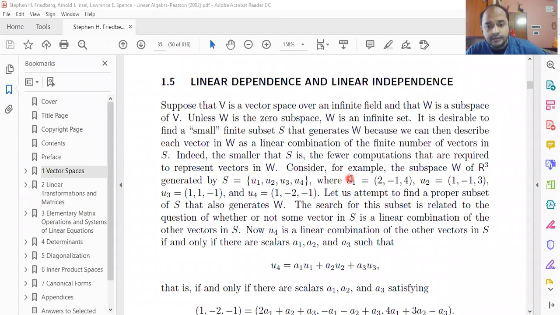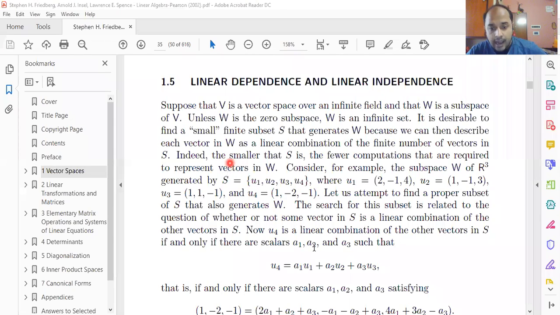So for example, they have considered the vector space R3, and you know the points of R3 are all triplets. From there they have selected 4 points: (2, 1, 2), (-1, 4, 1), (-1, 3, 1), (1, -1, 1), and (1, -2, -1). These 4 points have been chosen not only from R3, not only from W, but from the set capital S.